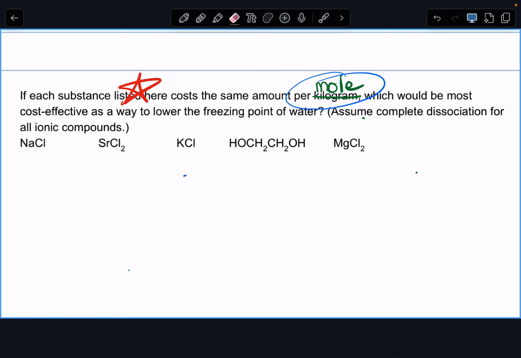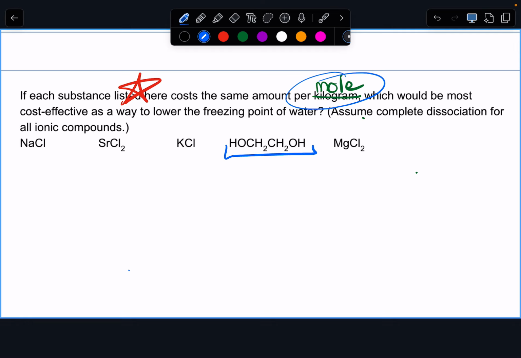Please remember that in freezing point depression and boiling point elevation, you have to account for how many things your molecule breaks into once it gets into water. So a covalent compound like this will just stay as a molecule. It's not going to break down any further. So there's only one thing for every one thing you put in.